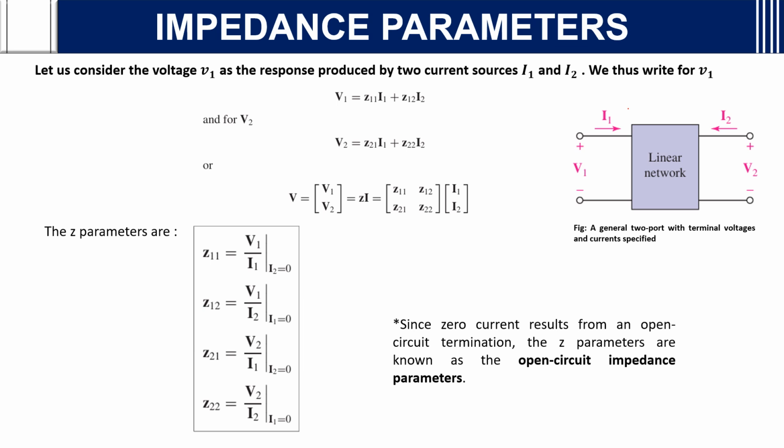Since zero currents result from an open circuit termination, the Z parameters are known as open circuit impedance parameters. If you remember, Y parameters, the admittance parameters, are called short circuit admittance parameters. Here they are called open circuit impedance parameters. Why? Because whenever it is the current source, every time it will be open, and the voltage we short. So short circuit. Okay.